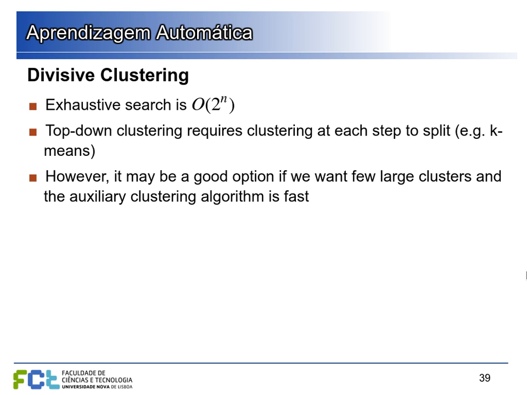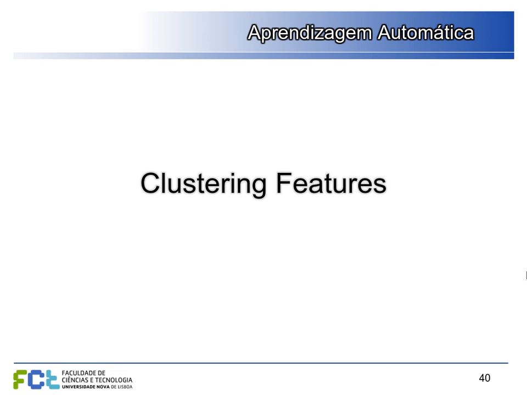In practice, it can be good because you can use a fast algorithm to do the split. You can use some heuristics to cut across that large search space. And also, you can stop at any time and you have a tree. So if you want a tree and you don't need to go to the end to have all your examples into singleton clusters, then you can just do as many iterations as you want and you still have the tree at that level.